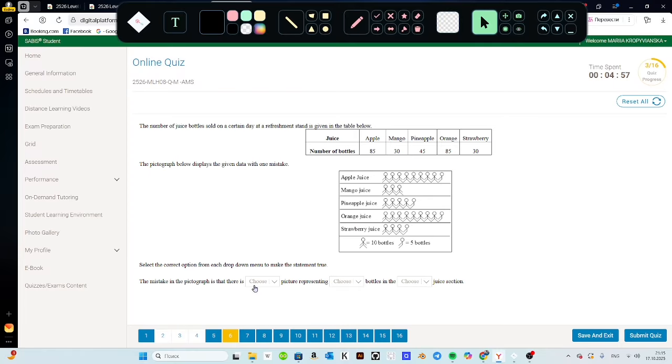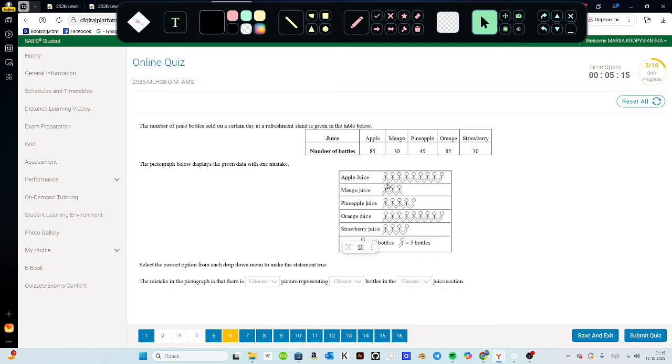Next question, again, a pictograph. We have the answer key, which is one person is 10 bottles, half a person is 5 bottles. Apple juice is demanded by 85 people. We count the people: 1, 2, 3, 4, 5, 6, 7, 8, 9. We have one half, so that's 85.